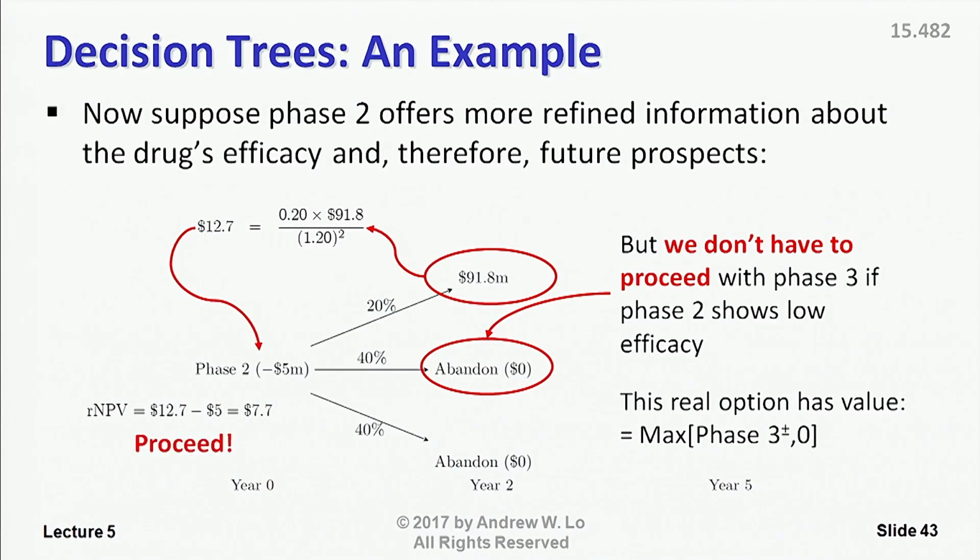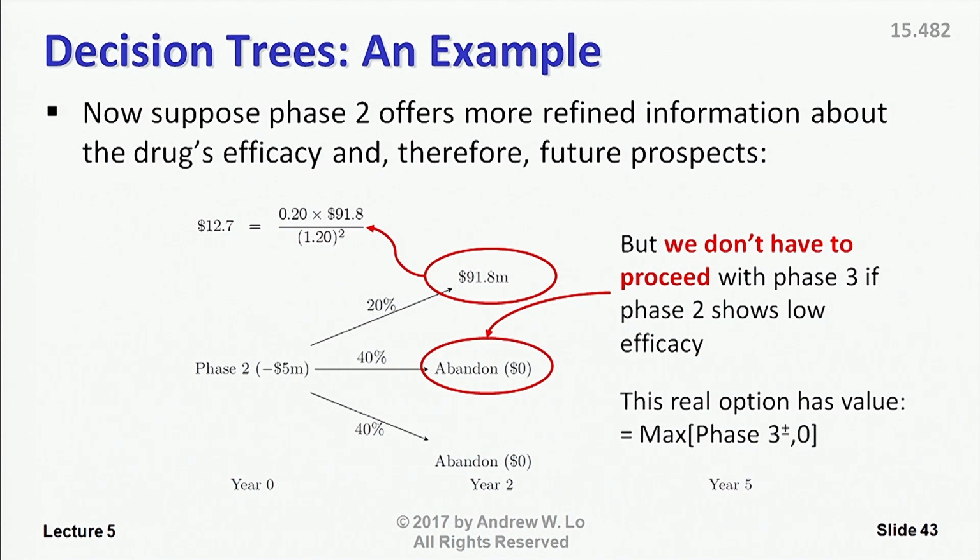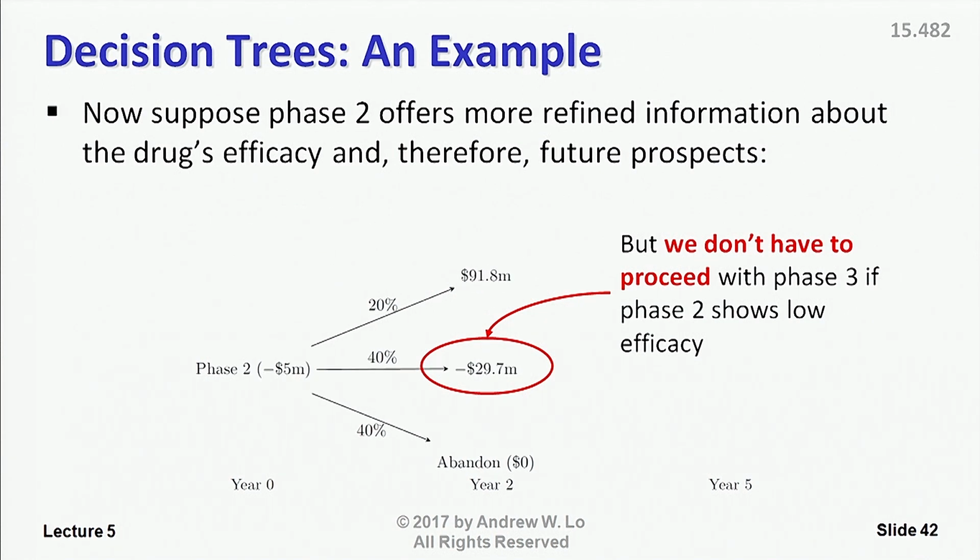So the bottom line here is that if you have this additional information, you proceed, and the value of the optionality we know is basically this. It's being able to get rid of this $30 million hole because you've got a much better readout on what the likely outcome is going to be.